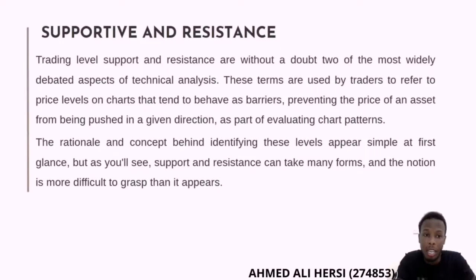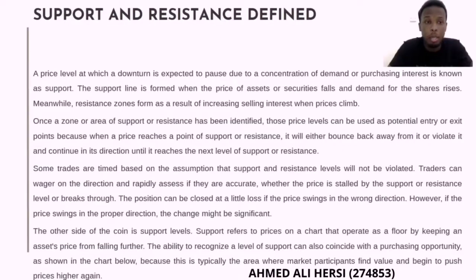The rationale and concept behind identifying these levels appear simple at first glance, but as you will see, support and resistance can take many forms, and the notion is more difficult to grasp than it appears. Support and resistance defined. A price level at which a downturn is expected to pause due to a concentration of demand and purchasing interest is known as support. The support line is formed when the price of assets or securities falls and demand for the shares rises. Meanwhile, resistance zones form as a result of increasing selling interest when prices climb.